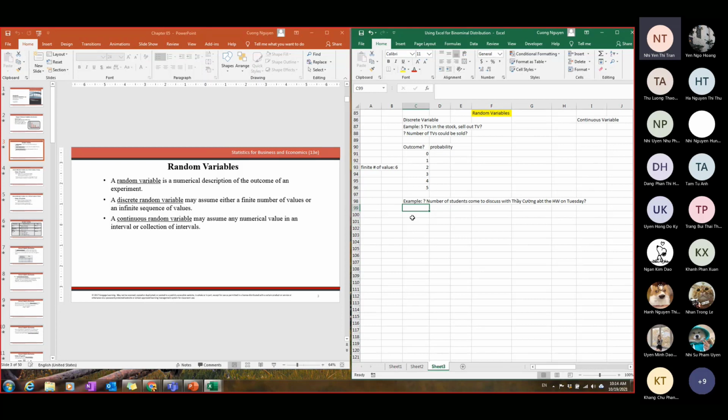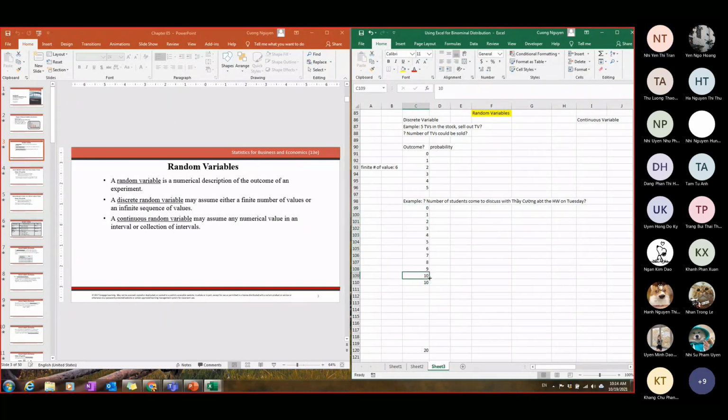It could be 10 or 20. Okay, 10 or 20. Okay, fine. 10, or maybe 20. Something like that. Any other possible outcome? Could it be like 0? Yes. Could it be like 1? Yes. Could it be like 2? Yes.